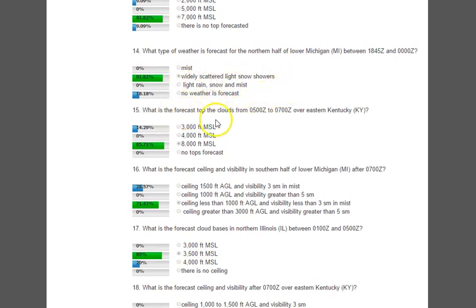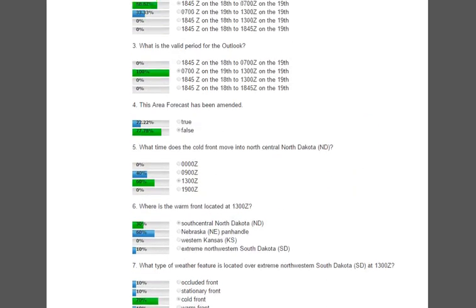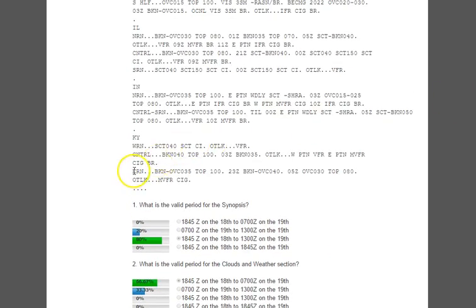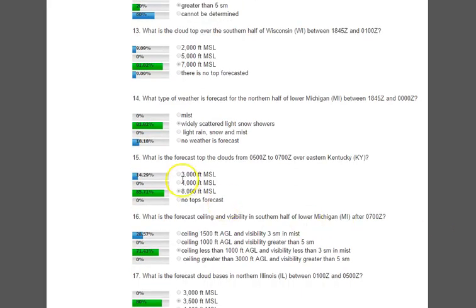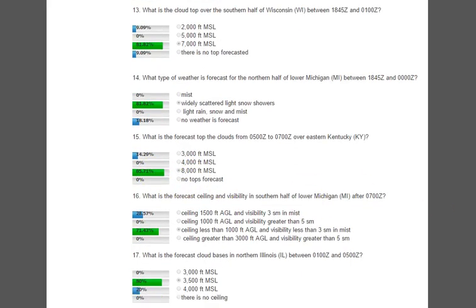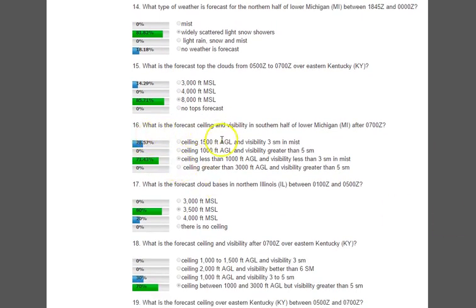Number 15, what is the forecast tops of clouds between 5 and 7 over eastern Kentucky? Eastern Kentucky, 5 to 7 tops of clouds. Kentucky, eastern Kentucky, 5 until 7. Outlook starts at 7. The tops of clouds are 8,000 MSL. So that would be 8,000 MSL for number 15. Number 16, what is the forecast ceiling and visibility in southern half of lower Michigan after 7 Zulu? Now 7 Zulu is when the outlook starts, so we have to look at the outlook.